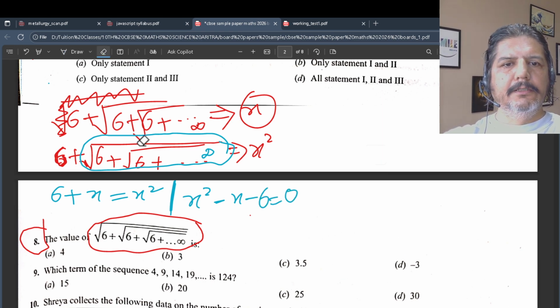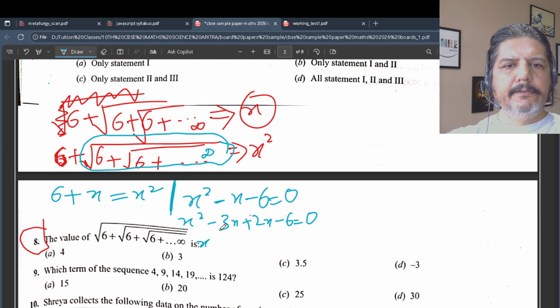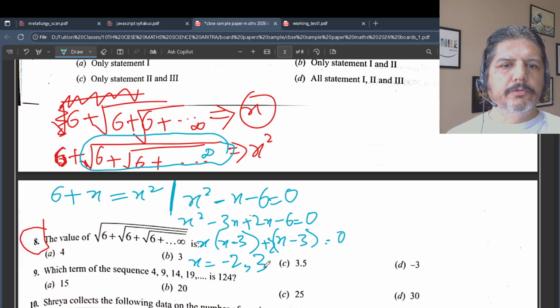I can write this as x square minus 3x plus 2x minus 6 is equal to 0. x minus 3 times x plus 2 is equal to 0. Now if you see, x has two answers, x is equal to minus 2 and x is equal to 3.